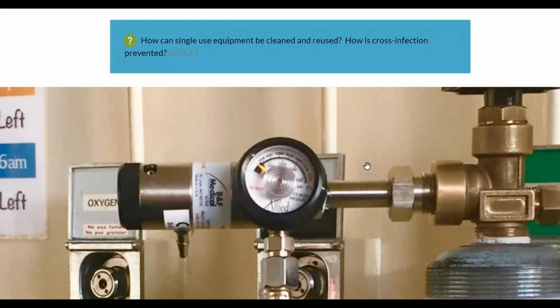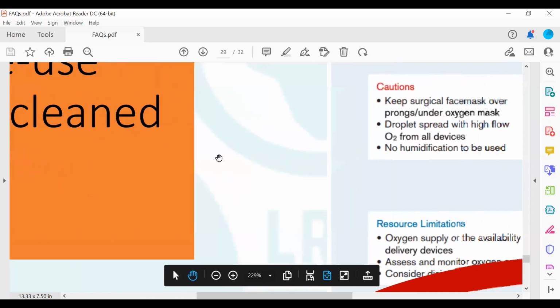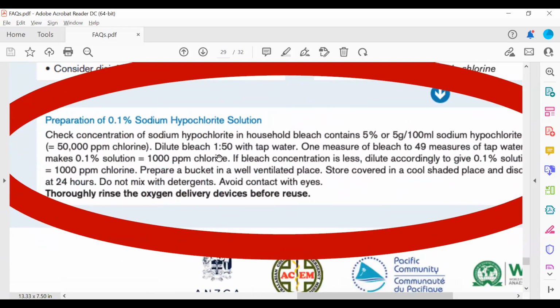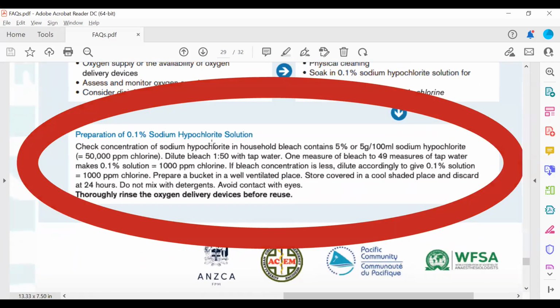Let's not use their mask for the patient who is close to them, or for a patient who is confirmed with pneumonia and a resistant virus or resistant bacteria. Let's be careful of cross contamination.